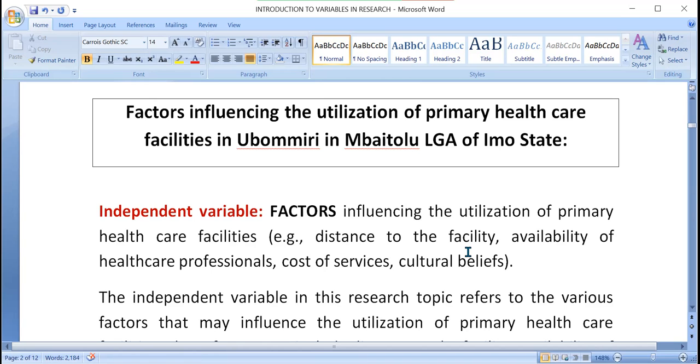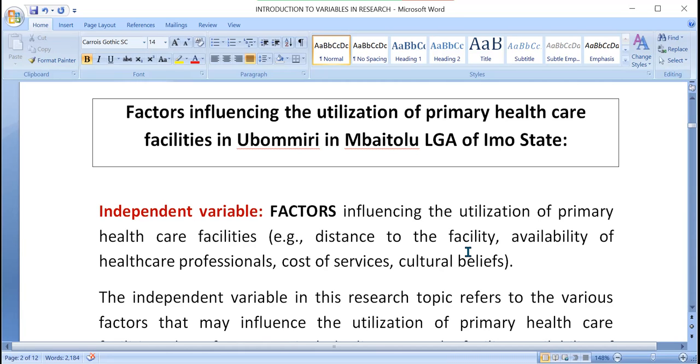See why I say factors in this research topic. Factors is the independent variable, because if the facility is closer, people tend to use it more. If there are available healthcare workers, people tend to go there because they'll be given the services they need. But where there is no doctor, no nurse, no community practitioner, no other healthcare workers, lack of equipment, all of that, people may tend not to go there. So you see how factors is an independent variable here, which is being what? Measured. But that's what you are measuring now.